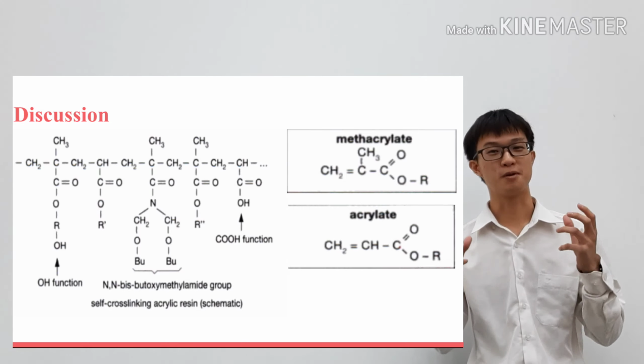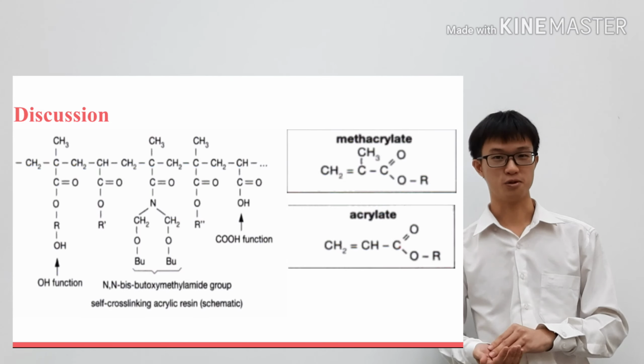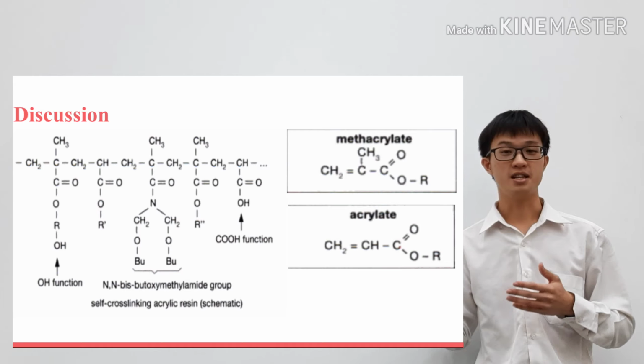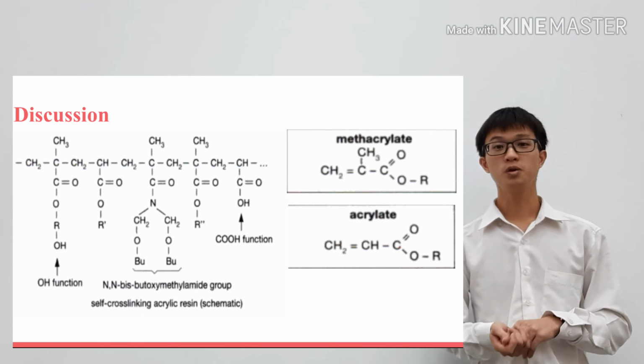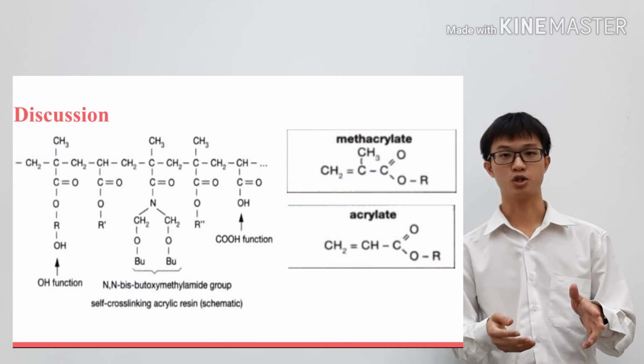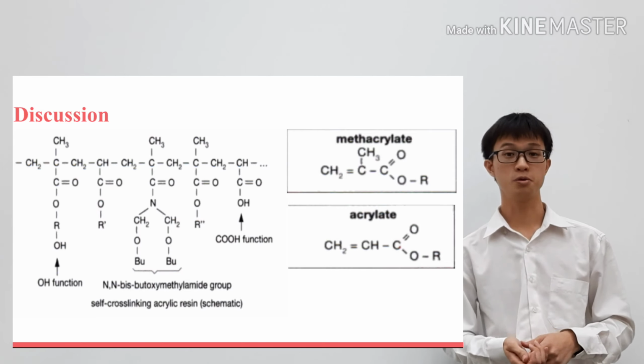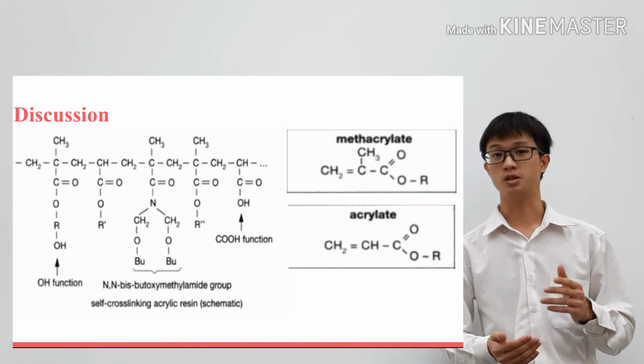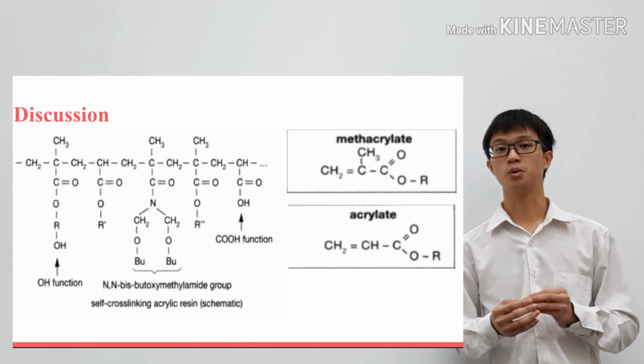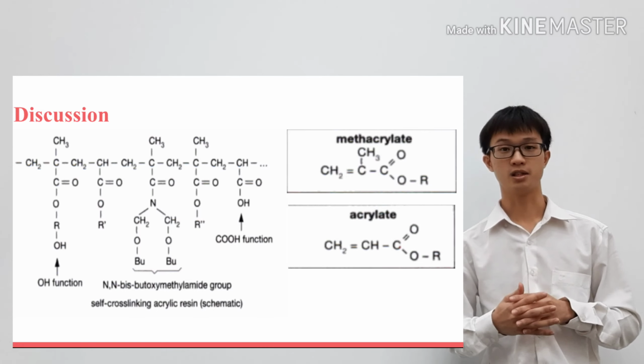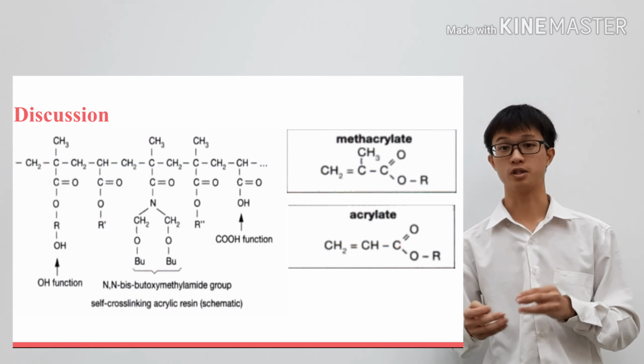So to explain why there's a difference in glass transition temperature, first we have to determine what monomers are present in the acrylic emulsions. As you can see in these slides, there are two functional monomers, which are hydroxyl groups, OH, and carboxylic groups, COOH. These two groups will bind together to form esters, which is a form of cross-linkage bonds.